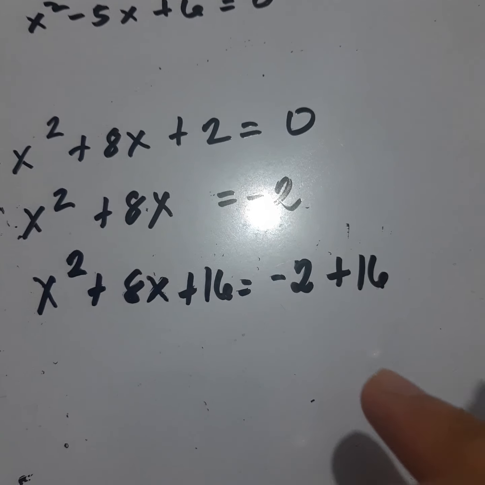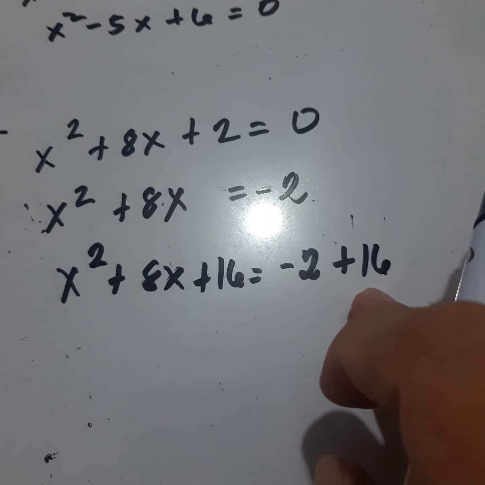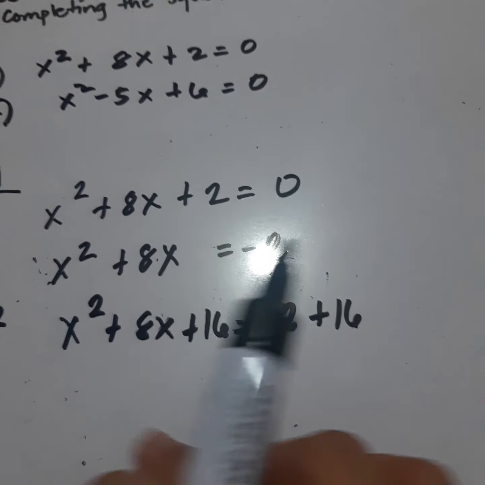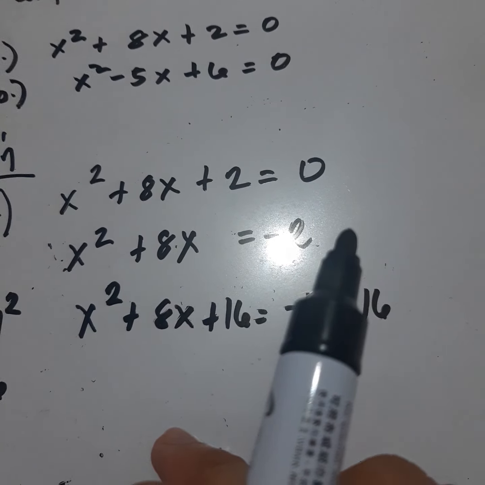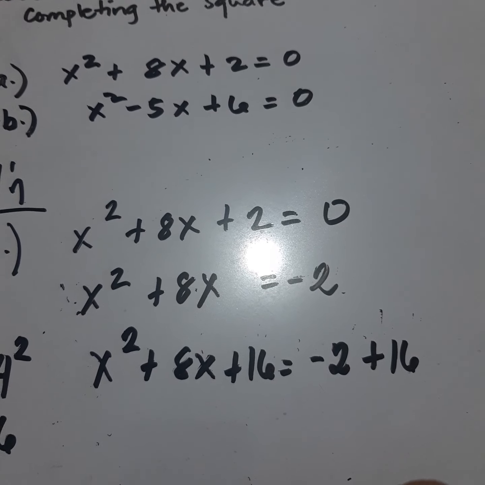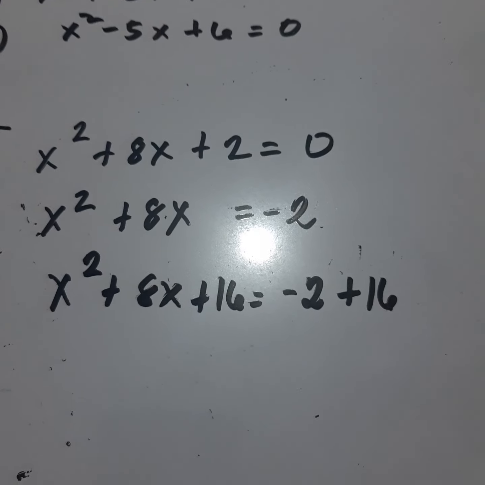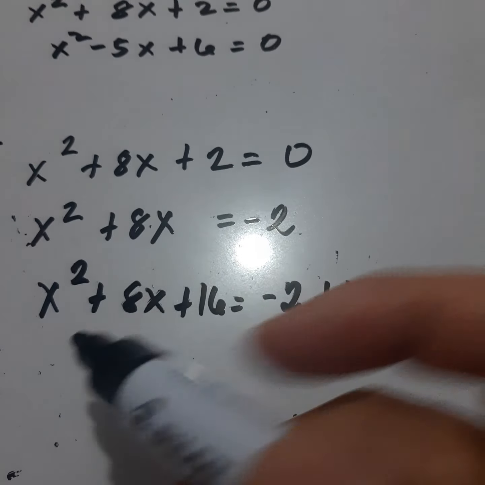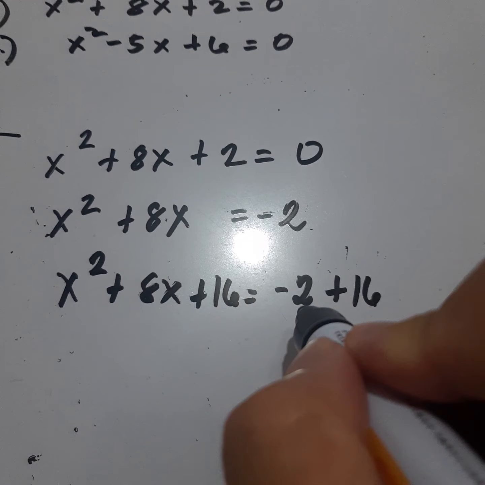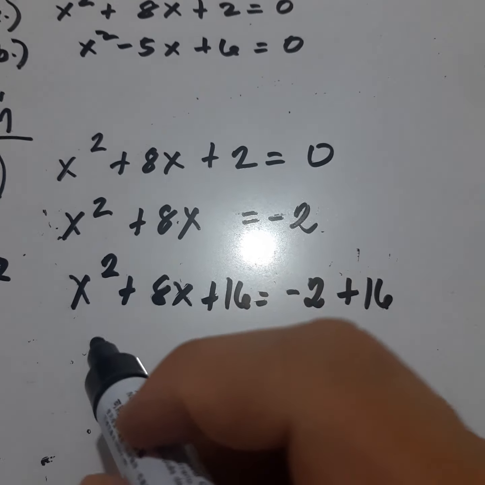So, bakit tayo nag-add ng 16 sa right side of the equation? Bakit hindi lang dun sa left side? Kasi remember, equation ito. So, whatever is added in the left side must also be added in the right side. So, ano yung next na gagawin? Factor out the left side of the equation and then combine nyo lang yung right side.